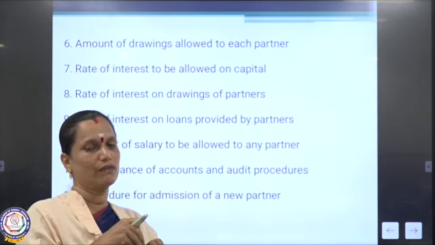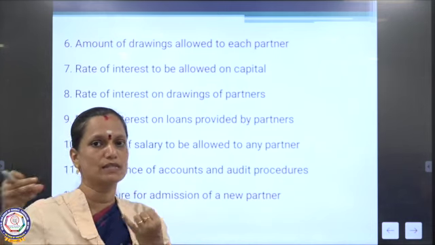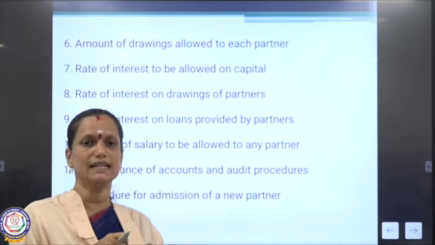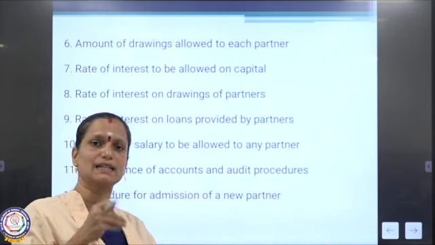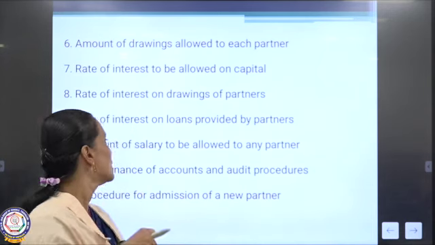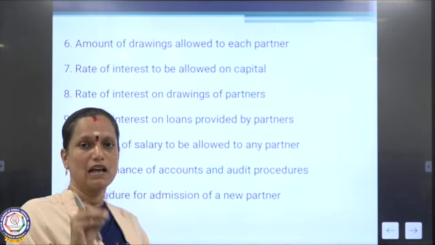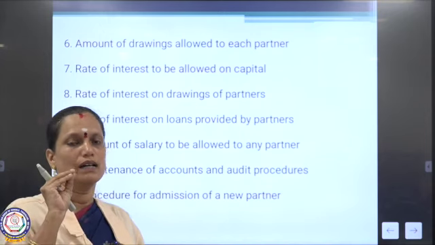Why we are giving it: if you are getting any amount from outsiders, anyhow we have to pay interest, isn't it? But when any one partner is giving that capital, we have to give the interest to that partner. So, how much interest, we have to fix beforehand, 5%, 6%, how much you are going to give, that also you have to mention.